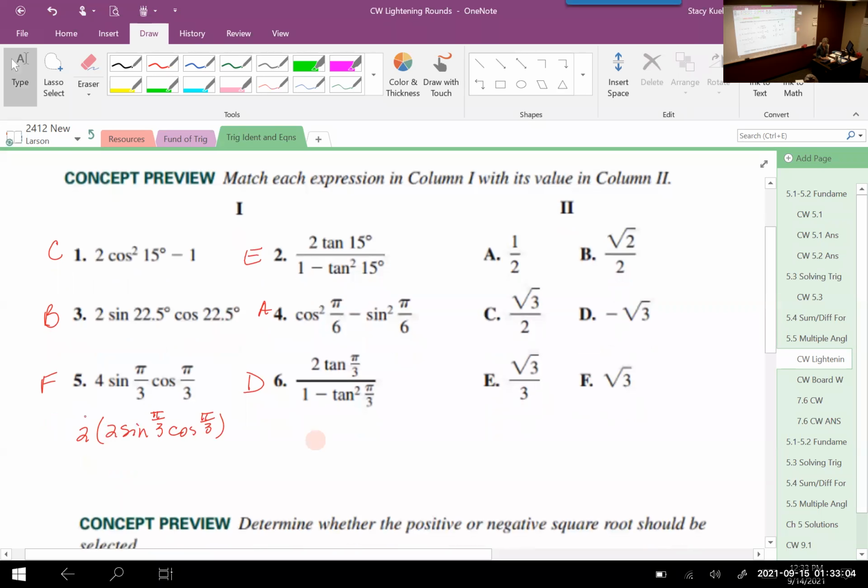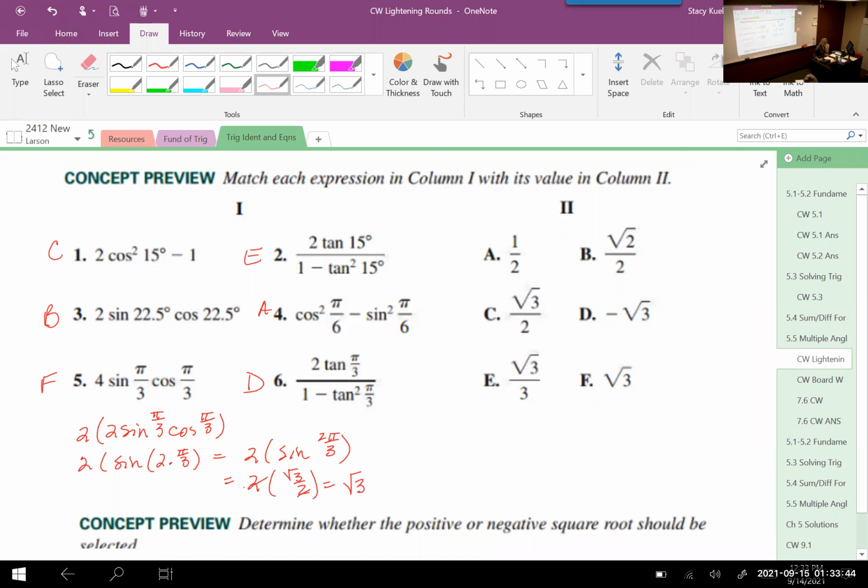And so I can make it even more so by saying 2 times 2 sine pi over 3 cosine pi over 3. Now, that's the double angle for sine, isn't it? And so we make that substitution, 2 times the sine of 2 times pi over 3, the same thing as 2 times the sine of 2 pi over 3. Well, we know what the sine of 2 pi over 3 is, right? Isn't that square root of 3 over 2? Yes, ma'am. So I have 2 times the square root of 3 over 2. Order of operations, do what's in your parentheses first, right? These cancel, leaving me with the square root of 3, which is F. That one was hard. Okay?